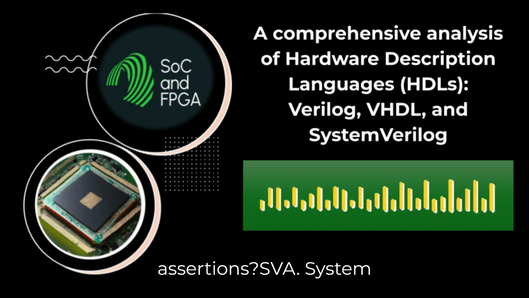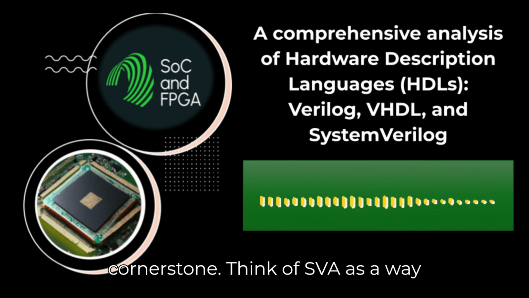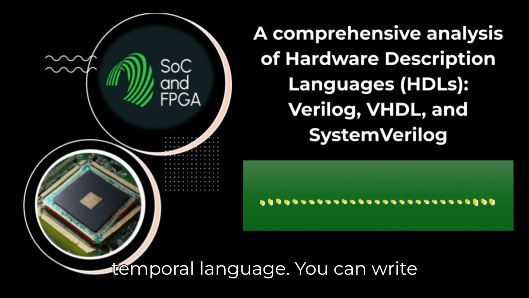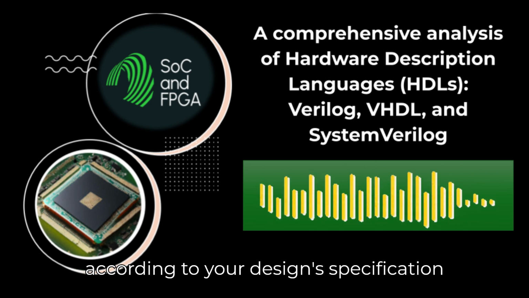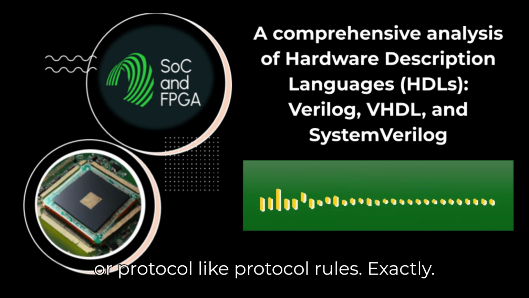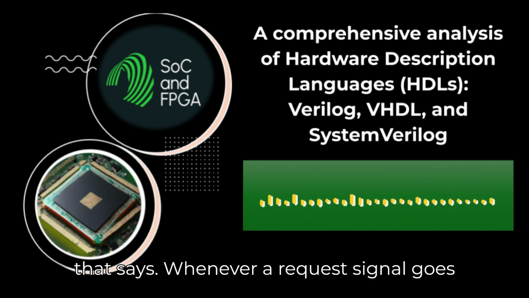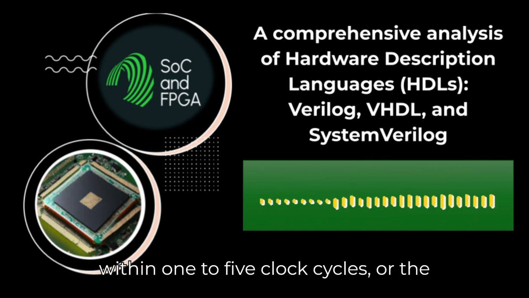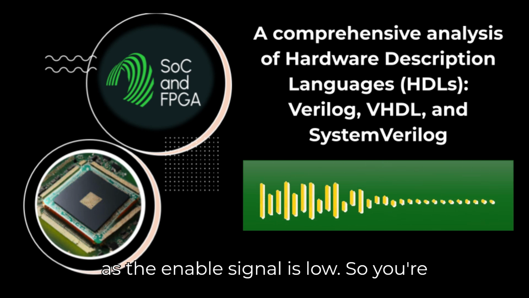Okay, OOP, CRV, functional coverage. What about assertions? SVA. SystemVerilog assertions, SVA. Another cornerstone. Think of SVA as a way to describe behavior over time. It's a temporal language. You can write properties that specify things that must happen or things that must never happen according to your design's specification or a protocol. Like protocol rules. Exactly. For example, you could write an assertion that says, whenever a request signal goes high, an acknowledge signal must go high within 1 to 5 clock cycles. Or, the grant signal must remain stable as long as the enable signal is low.